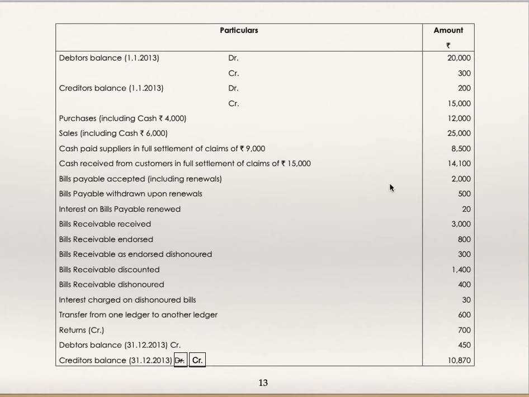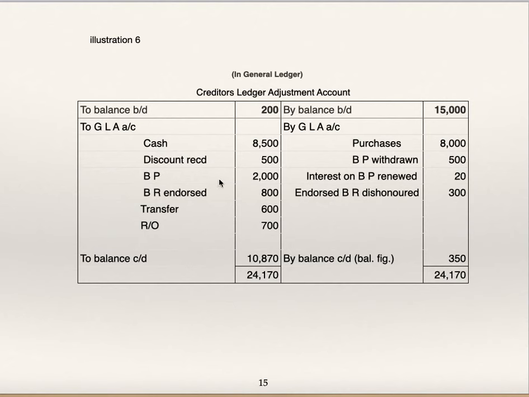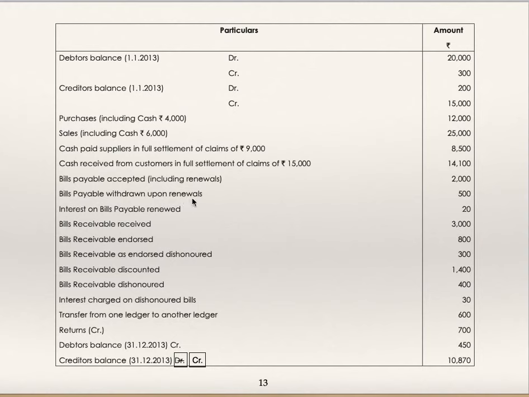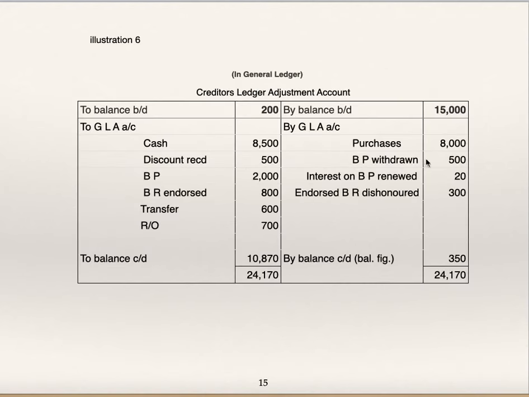Bills payable accepted including renewals 2,000. So these are bills payable. You will find it in the creditors ledger adjustment account. 2,000 bills payable on the debit side. Bills payable 2,000. Bills payable withdrawn upon renewal 500. You will find it on the opposite side of creditors account. Bills payable withdrawn 500.